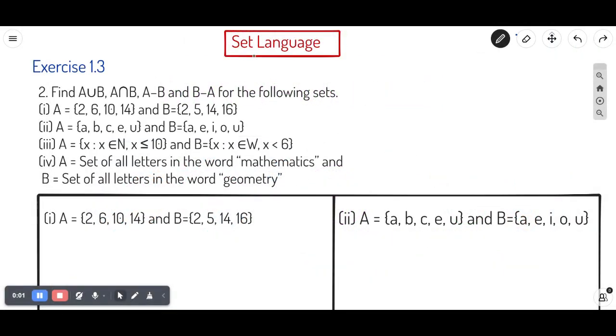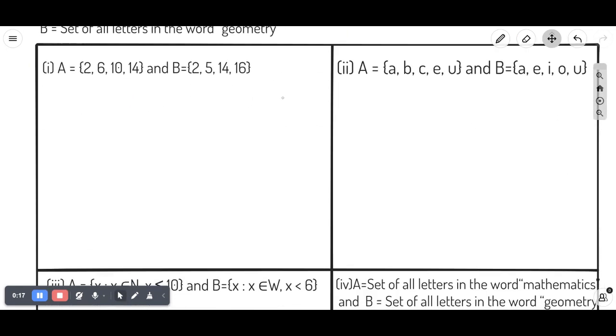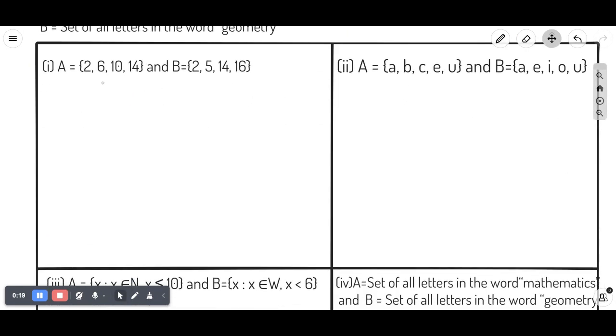Hi everyone. Let us see Set Language Exercise 1.3, question number 2 today. Find A union B, A intersection B, A minus B and B minus A for the given sets. So first of all, let us start with our first question. In the first question, all the elements are given directly, so it will be very easy to write our answers. So let us start the solution.